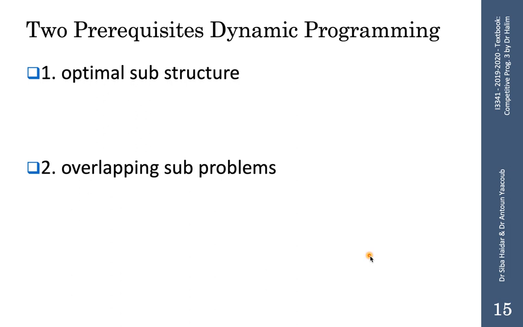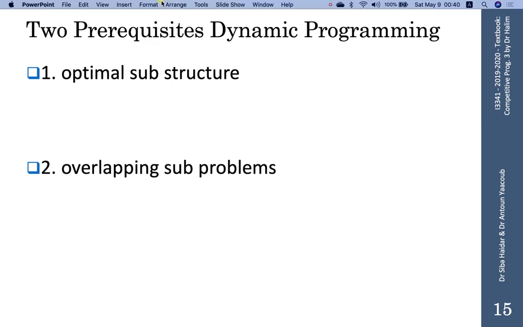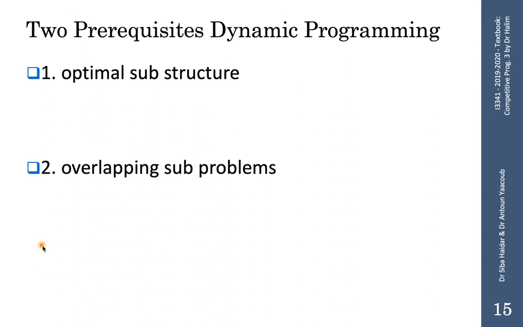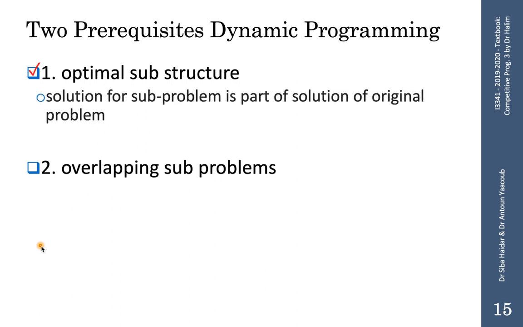And here we notice that those conditions are both the prerequisites for dynamic programming. What are the prerequisites for dynamic programming? In dynamic programming, in order to say that a problem is a dynamic programming problem, we satisfy two conditions. The first one is the optimal substructure, and the second is the overlapping subproblems. In the optimal substructure, the solution for the subproblem is a part of the solution for the original problem. Remember this? We saw this before.